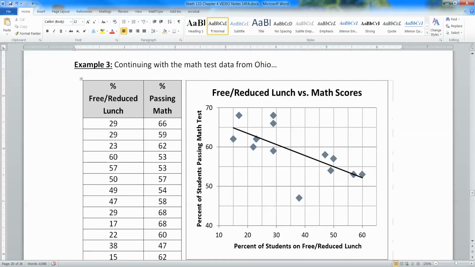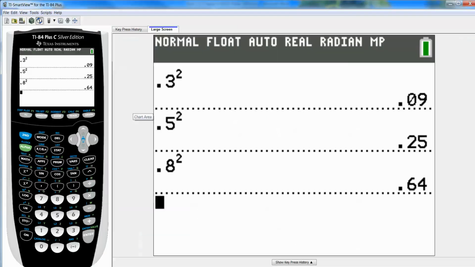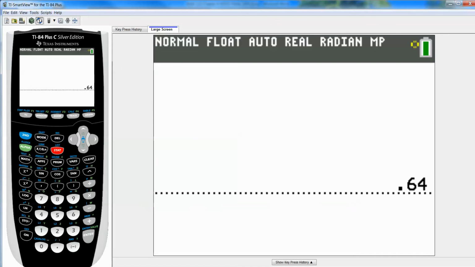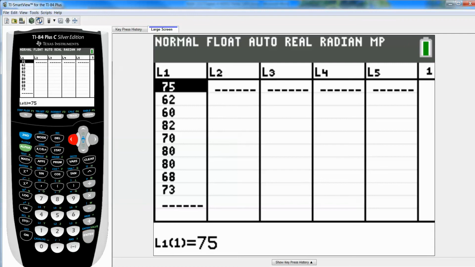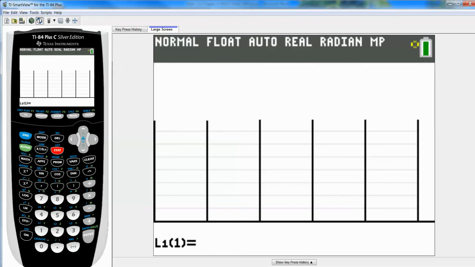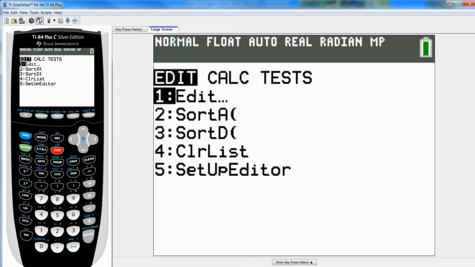We're going to take this data set, which we've seen before. This is the percent of students that are on free reduced lunch and the percent that pass the math test at various schools in the Sandusky, Ohio area. So I'm going to grab the calculator. I'm going to press Stat, number 1. I'm going to go up and clear out this old data. Up, clear, enter.